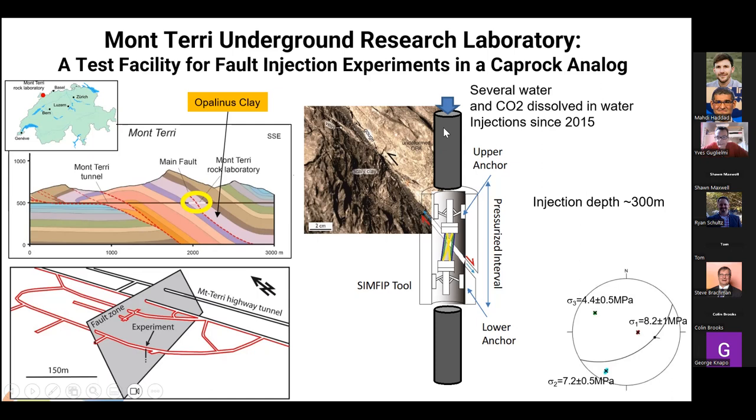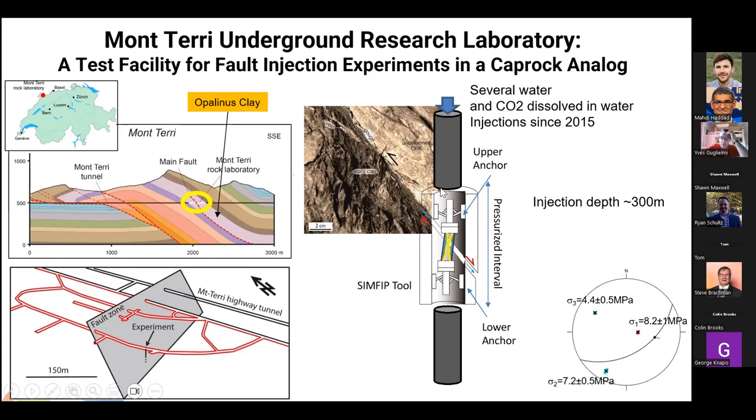So how do we activate? We lower in a borehole drilled across the fault zone this kind of system that is schematically figured here. It's a double straddle packer system. The packers are the gray cylinders figured here. So they inflate in the borehole and they allow us to seal a section across the fault.